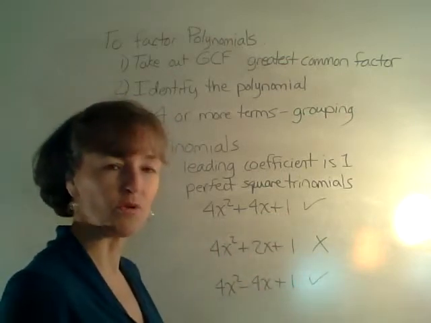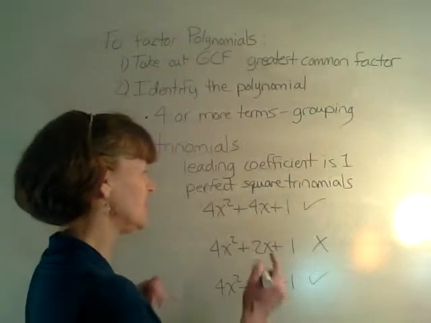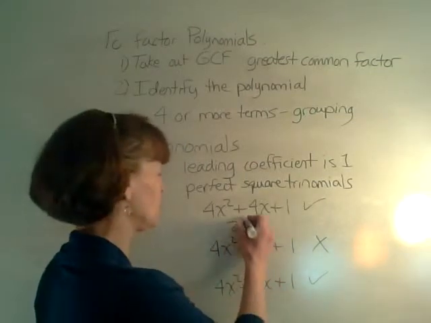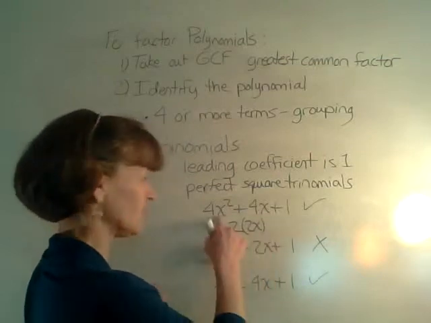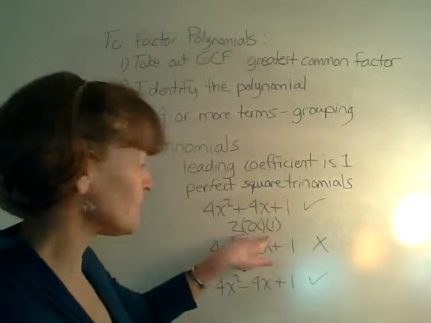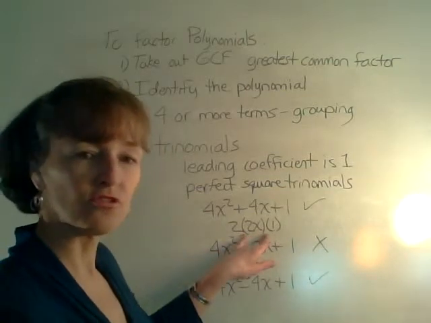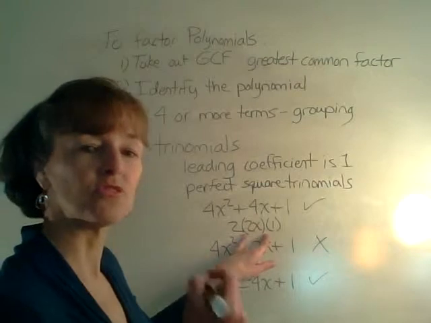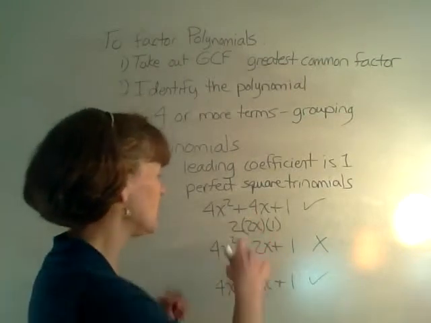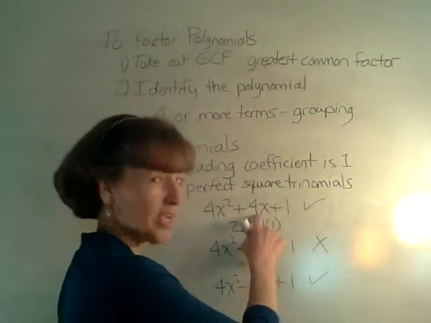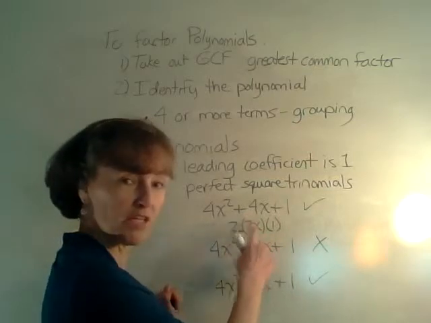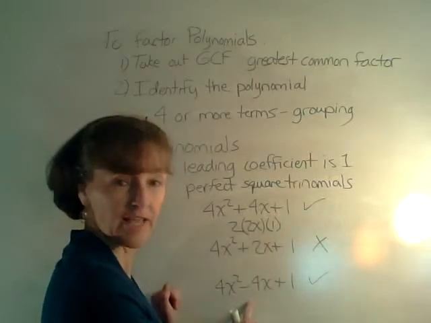But the middle term is what's key. The middle term needs to be 2 times the square root of your first term, in this case 2x, times the square root of the last term. If the middle term equals 2 times the square root of the first term times the square root of the last term, you have a perfect square trinomial. And this one does. 2 times 2x times 1 is 4x. So it's a perfect square trinomial. Now notice that that middle term can be either positive or negative.